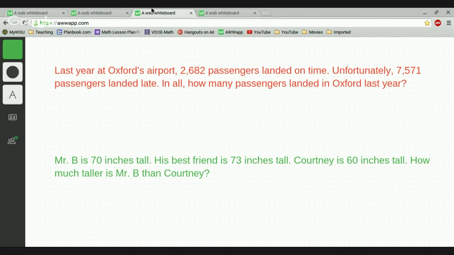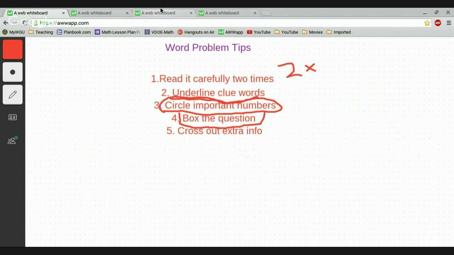So we're going to actually walk through my steps on 2 different problems, and we're going to determine if this is an addition problem or a subtraction problem. So let's go. Step number 1 was to read it carefully 2 times.